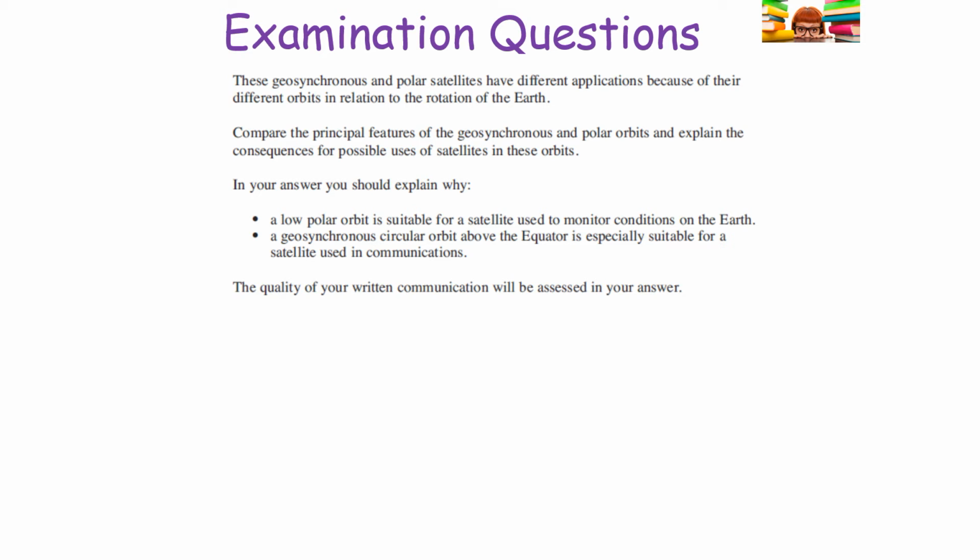So it's very important that you read these types of questions and make sure you answer every bullet point in the question. So the first thing you would want to do is talk about all of the facts about low polar orbits in one paragraph, and then in the second paragraph talk about all the facts about geosynchronous orbits above the equator and compare and contrast the two. So therefore it's really important you learn your key facts and your key ideas about both types of orbits.